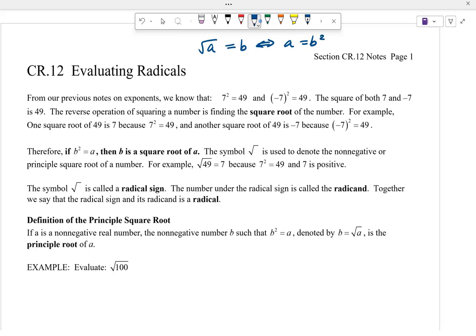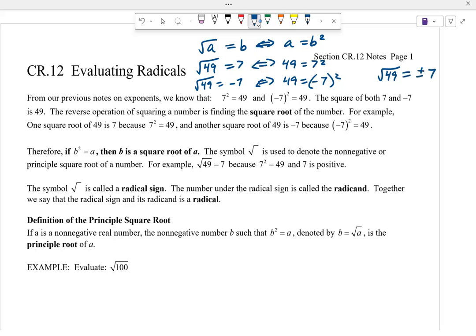Let's think for a minute about the square root of 49, the second root of 49. Well, we know that is 7, because 49 is 7 squared. But think to yourself for a minute, is there another number squared that gives me 49? Yeah, negative 7. Isn't negative 7 squared also 49? So technically, by the definition, the square root of 49 is actually 7 and negative 7.